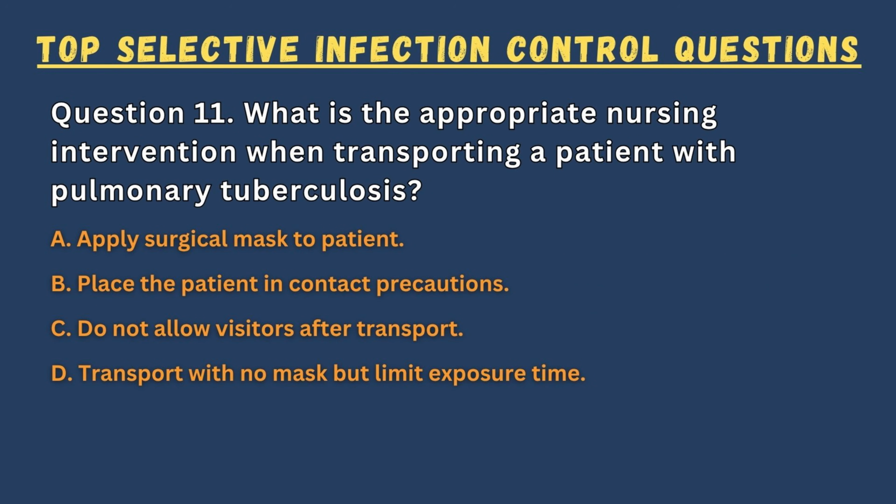Question 11. What is the appropriate nursing intervention when transporting a patient with pulmonary tuberculosis? A. Apply surgical mask to patient. B. Place the patient in contact precautions. C. Do not allow visitors after transport. D. Transport with no mask but limit exposure time.